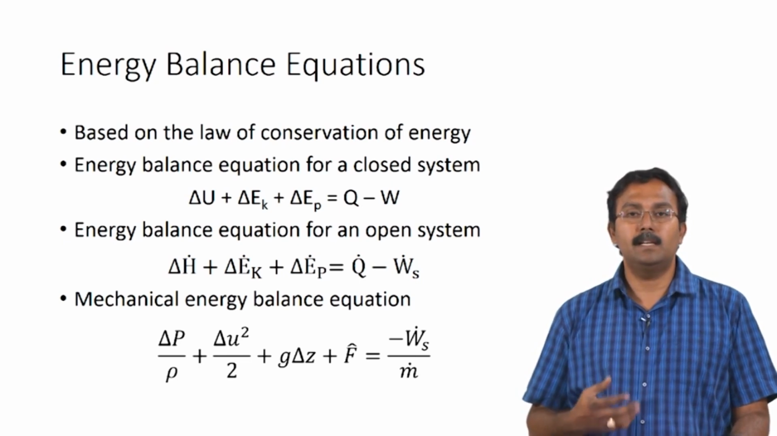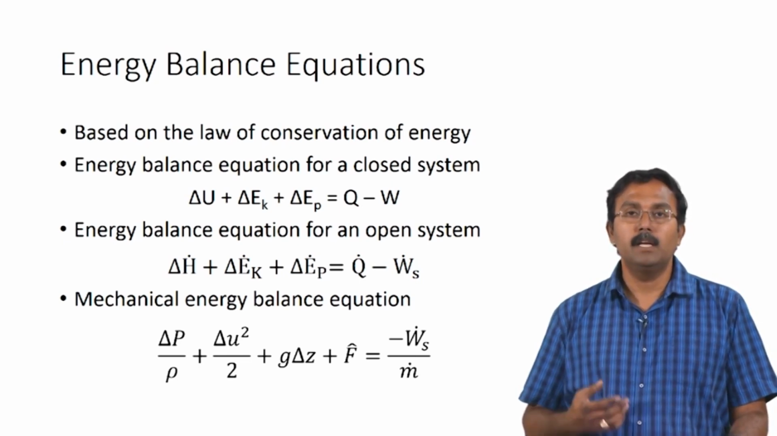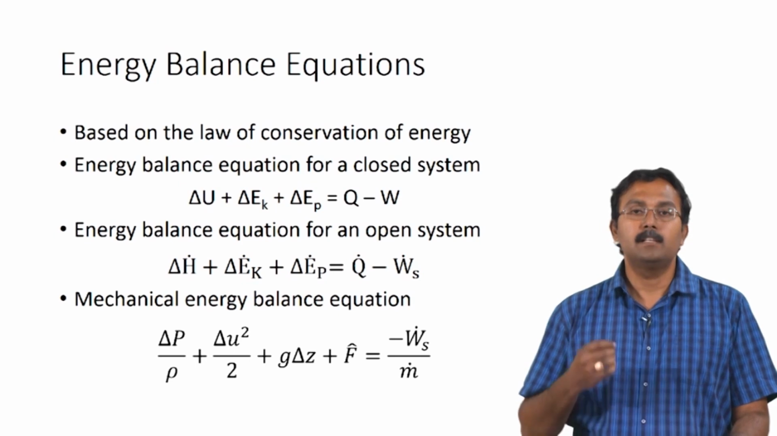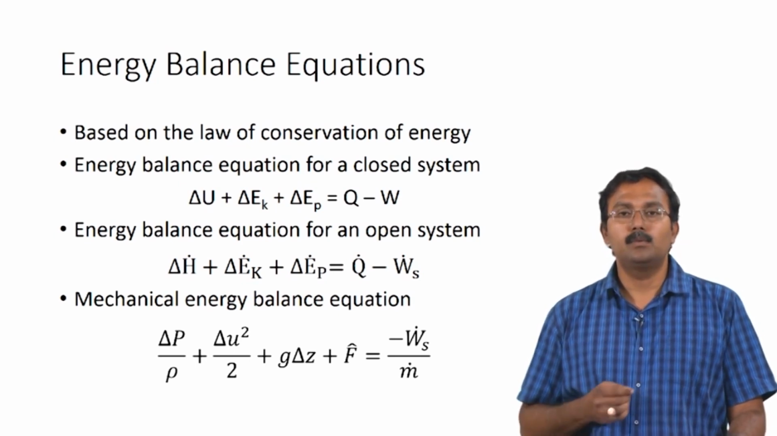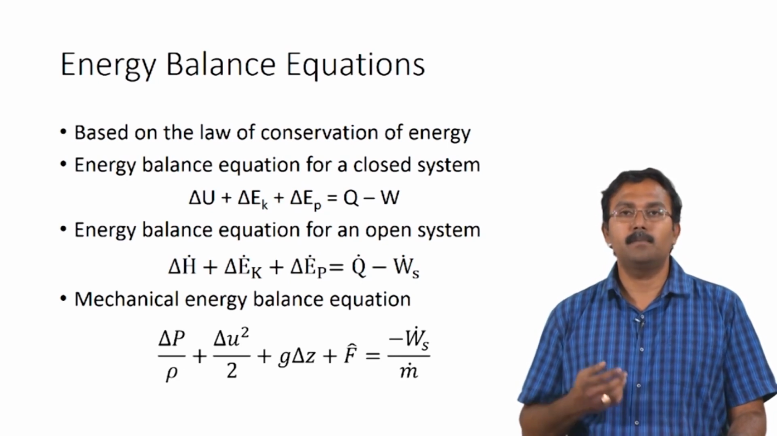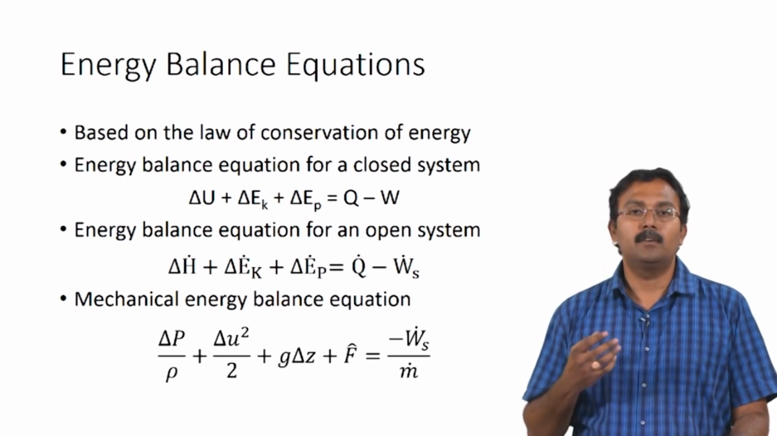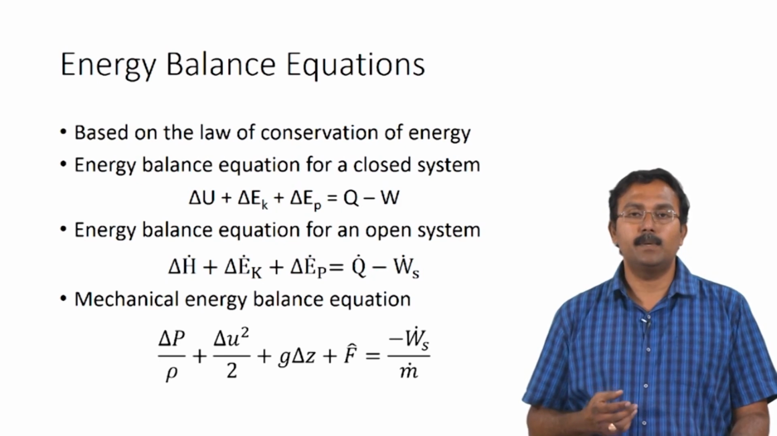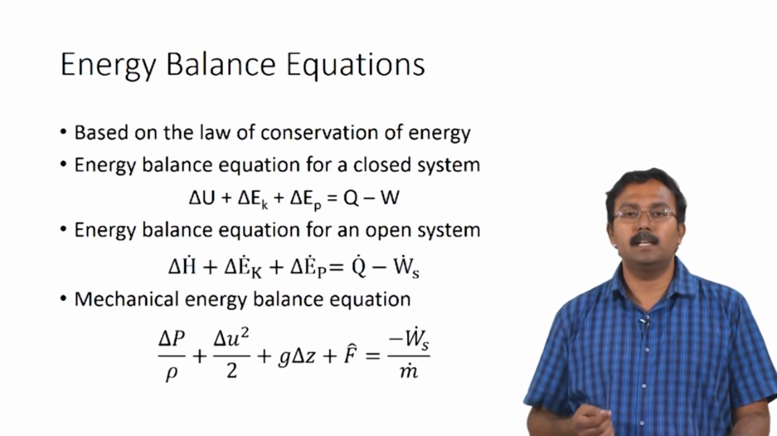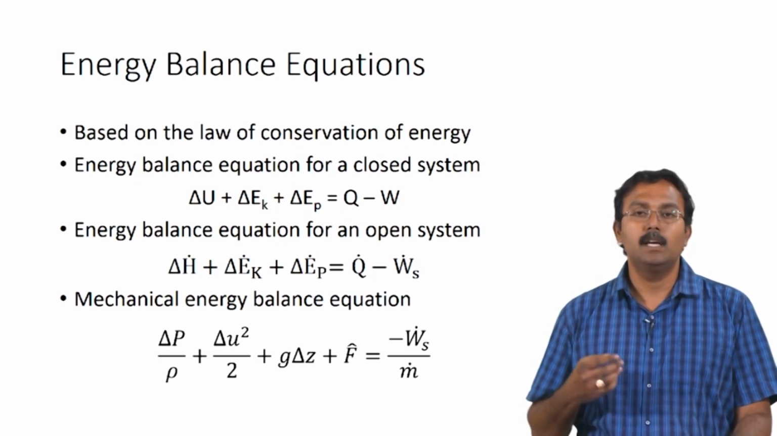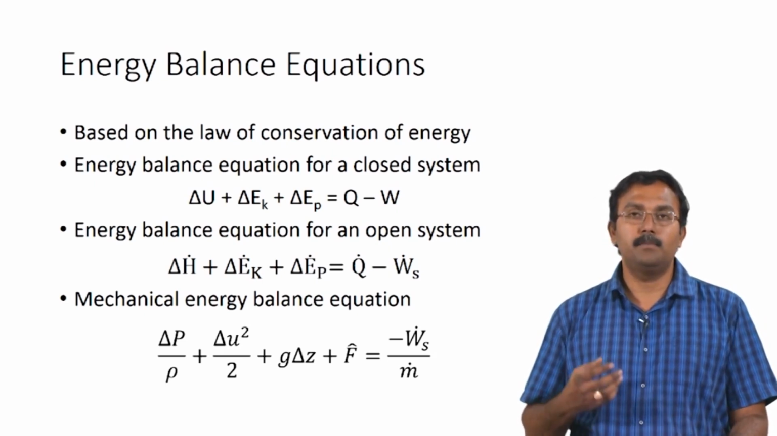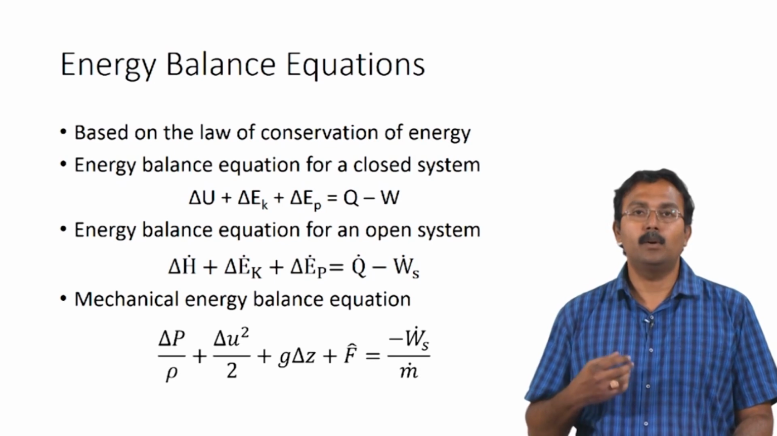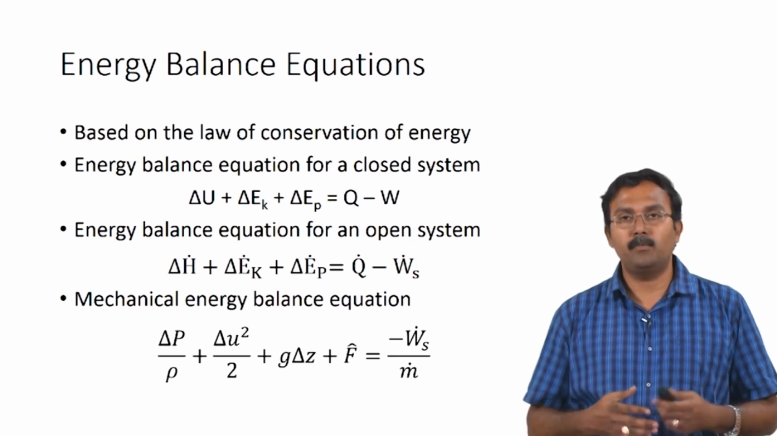When you have the energy balance equation for a closed system, you use the internal energy: delta U plus delta Ek plus delta Ep equals Q minus W. This is also the first law of thermodynamics for the closed system. For an open system, the energy balance equation is delta H dot plus delta Ek dot plus delta Ep dot equals Q dot minus Ws dot. Here, for an open system, you are using enthalpy. I hope you remember why we use enthalpy for an open system.